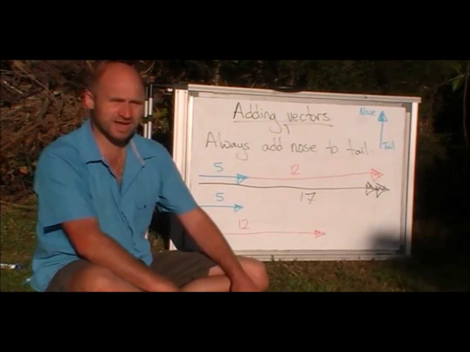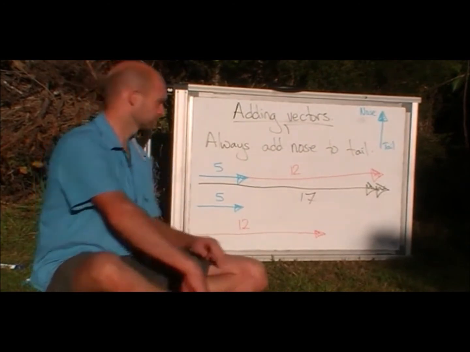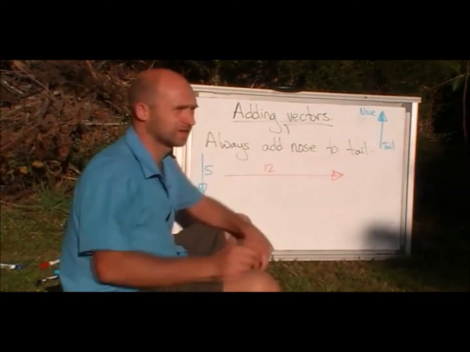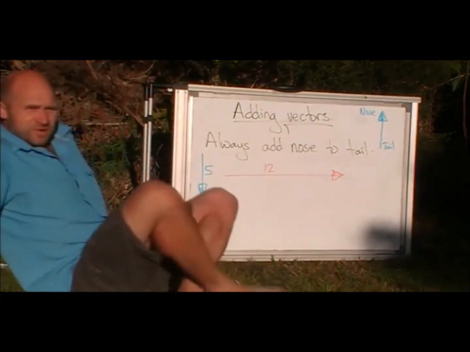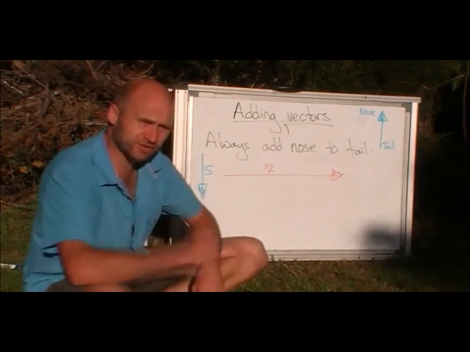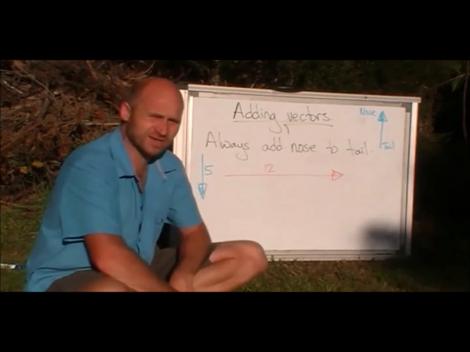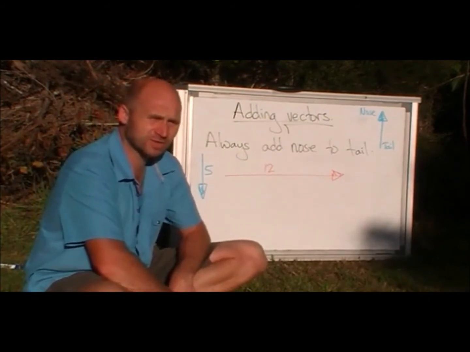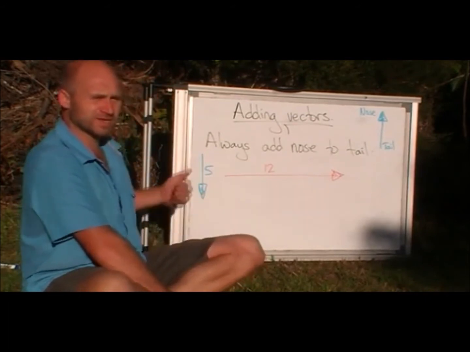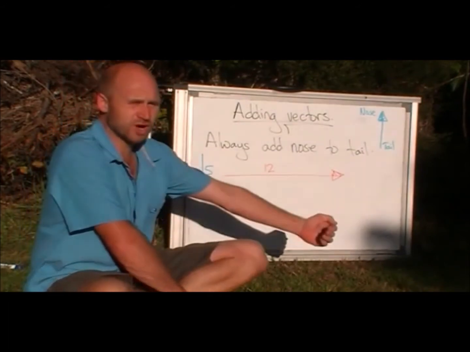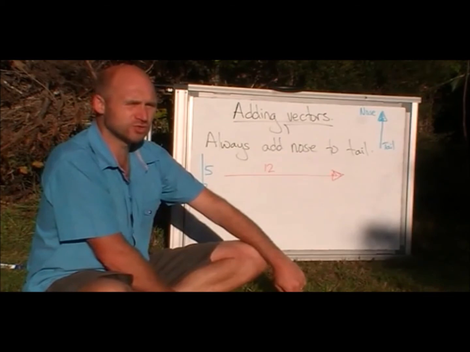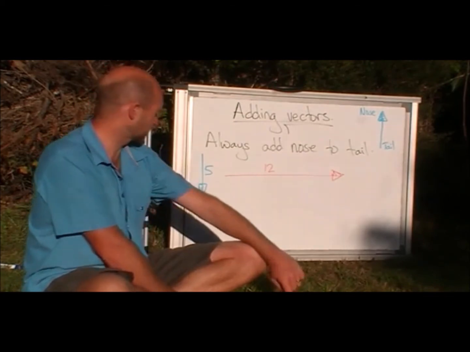Now let's have a try and see if we can work out what we get if we add 5 and 12 together and don't get 17. That reminds me, one key thing I forgot to say on that previous example was that the resultant vector went from the tail of the first one to the nose of the last one. That's how we knew where to draw that resultant vector.